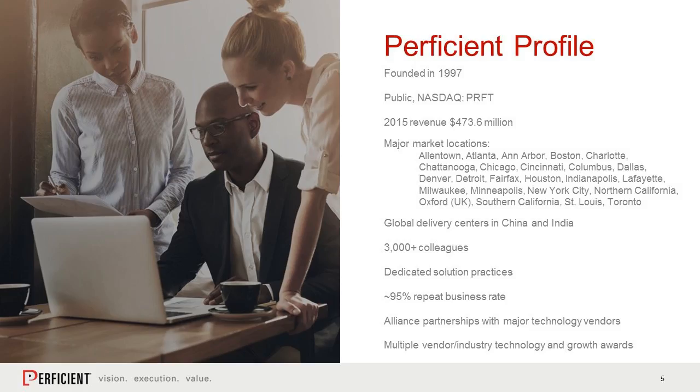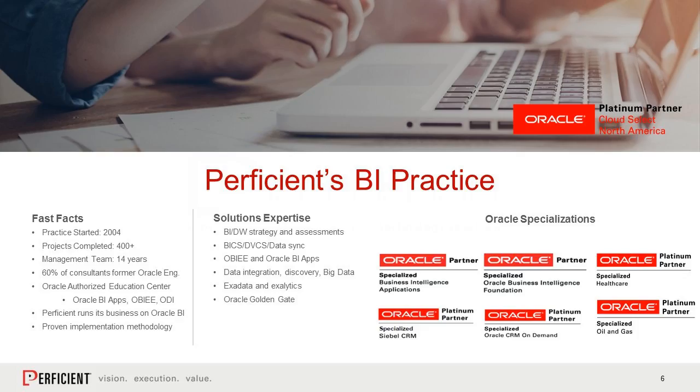Perficient was founded in 1997. We are publicly traded on the NASDAQ, and we had 2015 revenues of $473 million. As I mentioned, we've got offices in 27 cities across the United States and Canada. We also have global delivery centers in both China as well as India, and we're at 3,000 colleagues. Our most proud statistic is our 95% repeat business rate. Not to mention the fact that we've got alliance partnerships with major technology vendors, and we've won multiple vendor and industry technology and growth awards.